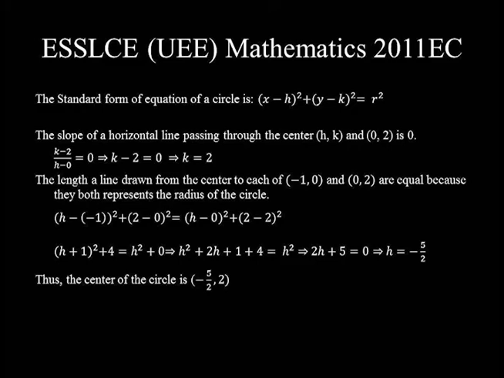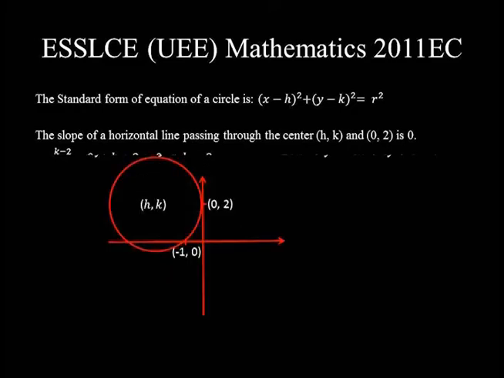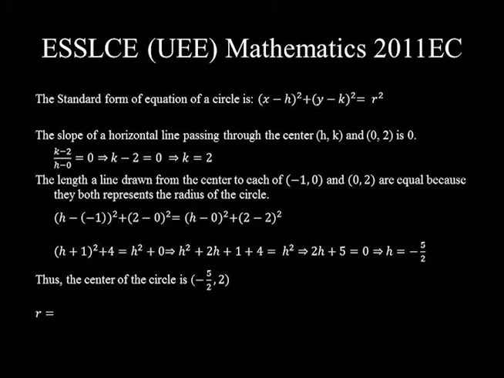Now, we can solve for the radius because we determined the initial point, that's the center, and the final point of r, that is either negative 1, 0 or 0, 2. So let's calculate the radius as the distance from negative 5 over 2, 2 to 0, 2. So radius is equal to the square root of negative 5 over 2 minus 0 the whole square plus 2 minus 2 the whole square, which is equal to negative 5 over 2 minus 0, that's negative 5 over 2. Negative 5 over 2 square is 25 over 4 plus 2 minus 2 is 0. 0 plus the number itself, that's 25 over 4. Square root of 25 over 4 is 5 over 2.